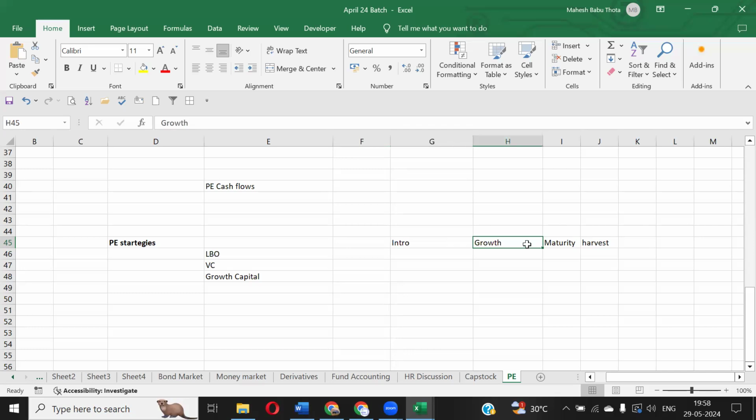Growth capital means where the company is already well established. Maybe recently the companies went for an IPO and became successful, right? So we'll focus on those kinds of companies because they have started a long time back and they're performing well. Recently they went for an IPO as well. That means they are well established. So we'll identify those companies and invest some amount into them.